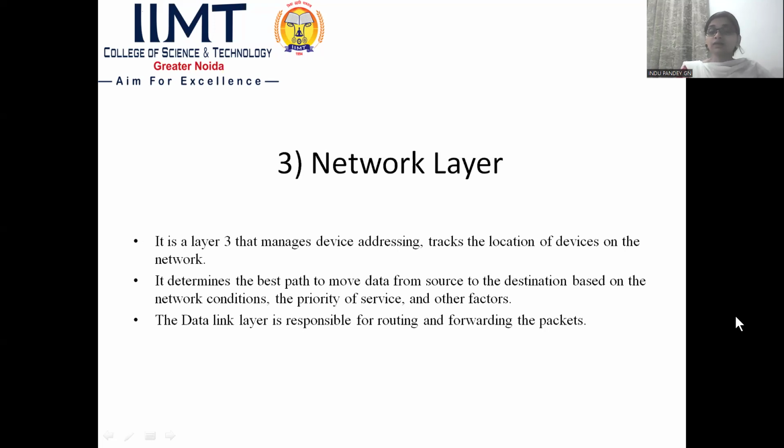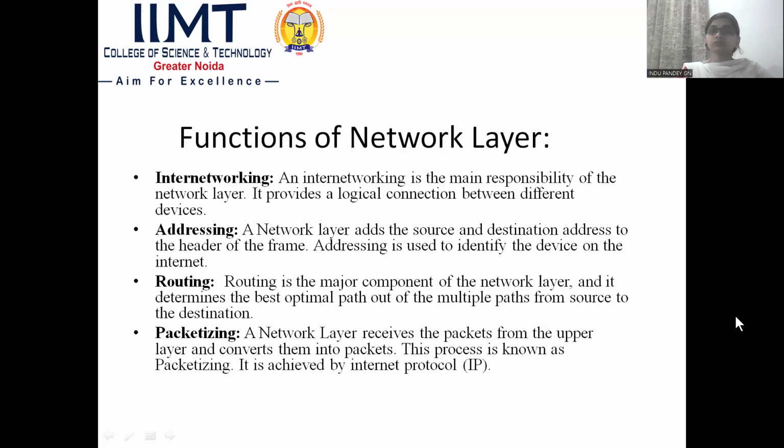The network layer is responsible for routing and forwarding of packets. The frames that we called in the data link layer are now converted into packets in the network layer. Packets are the collections of frames. When data is transmitted from source to the destination, there is a requirement to check network connections and priority of services. These functions are performed by the network layer.